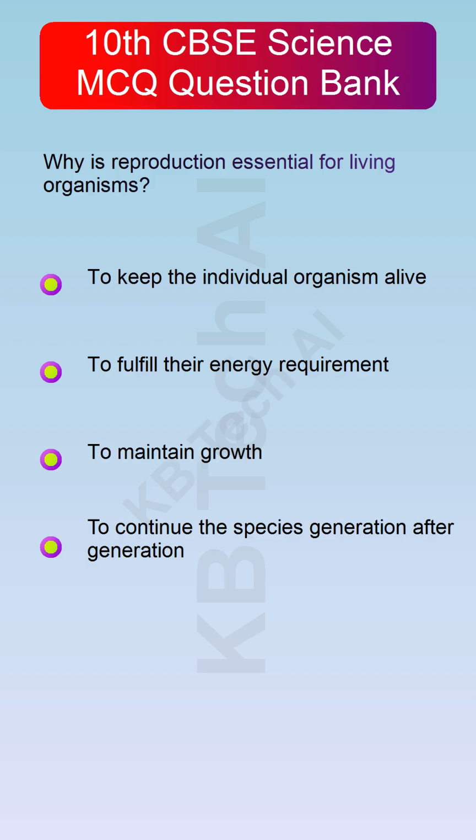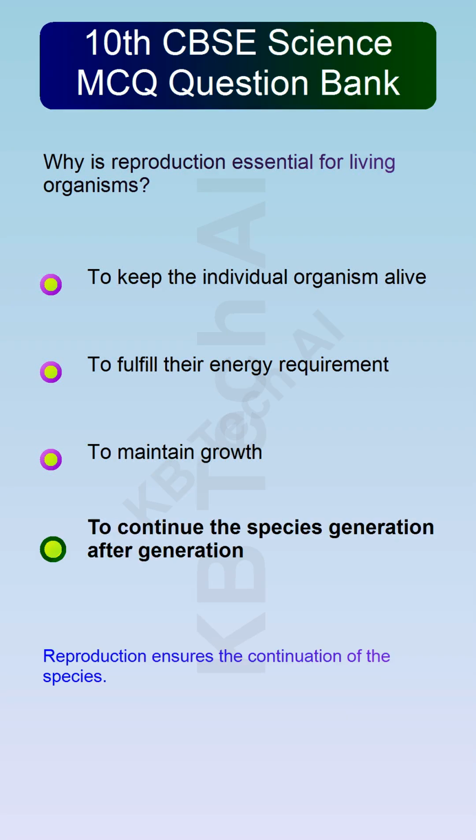Why is reproduction essential for living organisms? Option 1, to keep the individual organism alive. Option 2, to fulfill their energy requirement. Option 3, to maintain growth. Option 4, to continue the species generation after generation. The answer is option 4, to continue the species generation after generation.